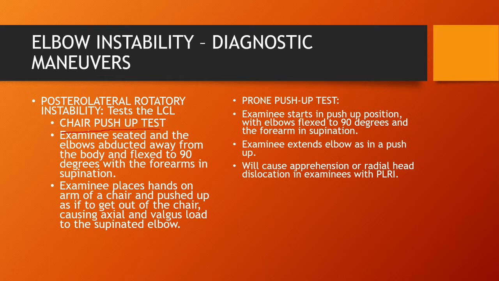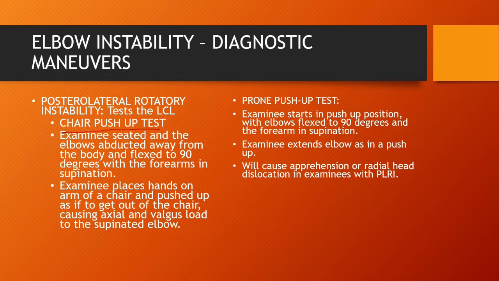So with the chair push-up test, very simply, you have the examinee seated with the elbows abducted away from the body and flexed to 90 degrees with the forearms in supination. The examinee then places his hands on the arm of a chair and pushes up as if to get out of the chair. This applies both an axial load and a valgus load when the elbow is in the supinated position.